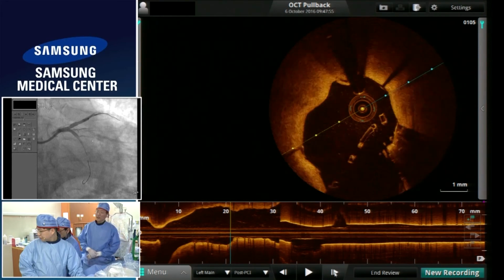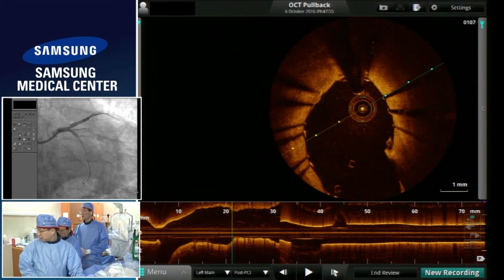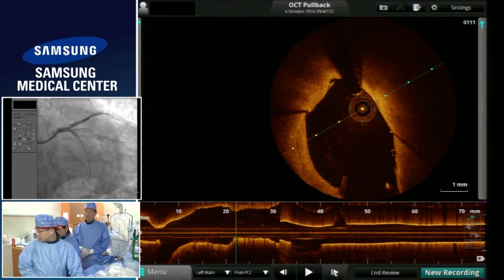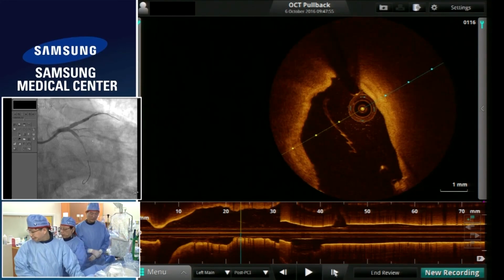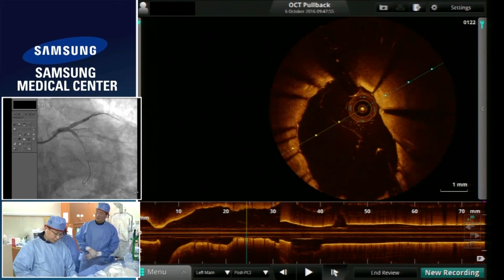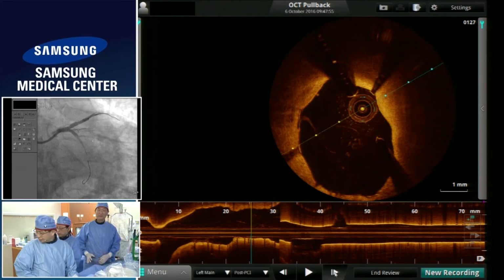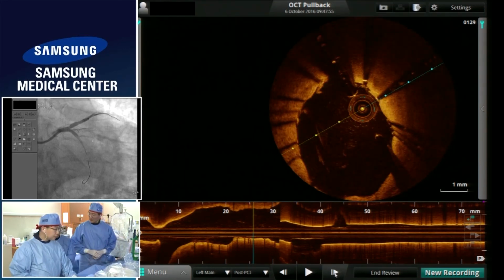This is not an unusual finding from the TAP technique with BVS. Quite stable. Usually this will be covered by thick endothelium, or with time it will disappear. Okay, so it's time to finish the procedure.